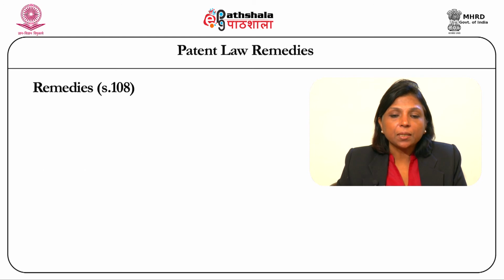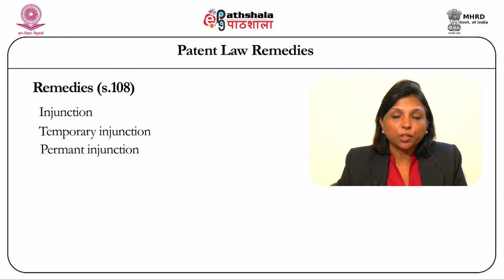So, the remedies that are available under Section 108 of the Patents Act are injunction. You would have a temporary injunction and you can file for a temporary injunction, but you aim for a permanent injunction, which means that when you file a suit for infringement, you will also file an application for a temporary injunction.